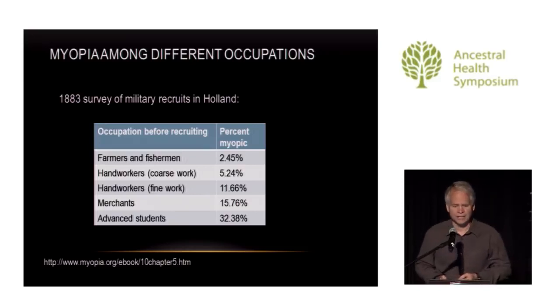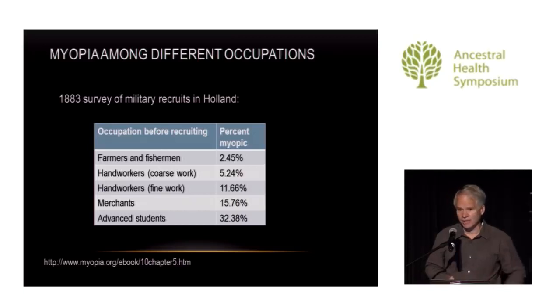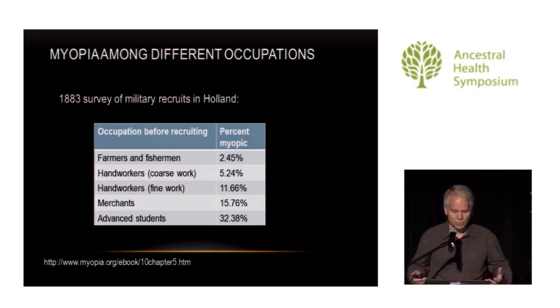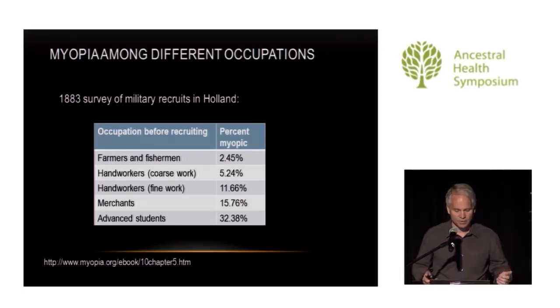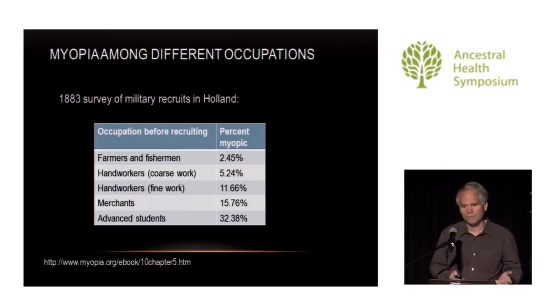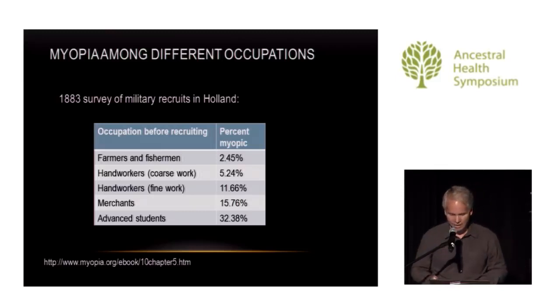If you go back to some of the early studies on myopia, there's one from Holland in the 1880s looking at military recruits, looking at the occupations of where people came from when they were coming into the army. If you looked at farmers and fishermen, it was about 2.5% prevalence of myopia. If you looked at leather workers who used their hands, coarse work, maybe about 5%. Hand workers who were doing fine work, perhaps jewelers, it jumps up to 12%. Merchants who were doing a lot of accounting work, paperwork, 15%, and advanced students, about a third. So that was some indication that there might be a relationship between the kind of activity you're doing and the incidence of myopia.